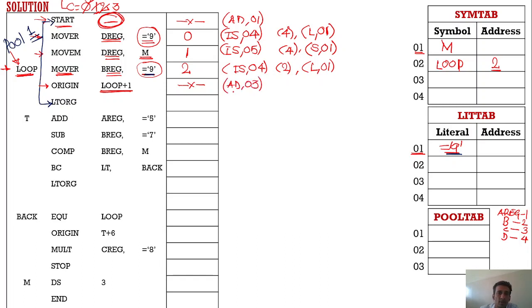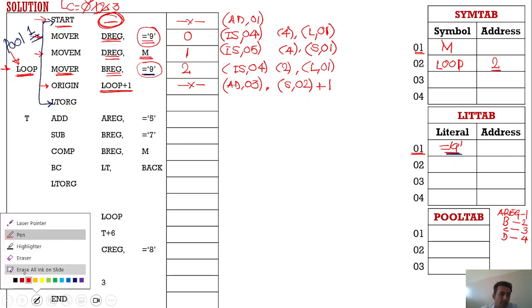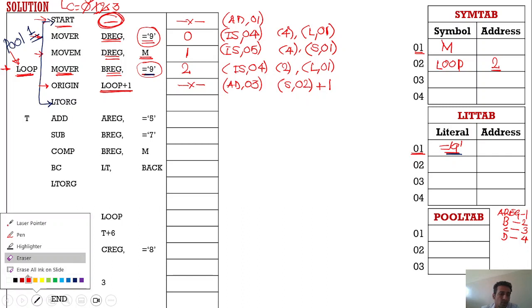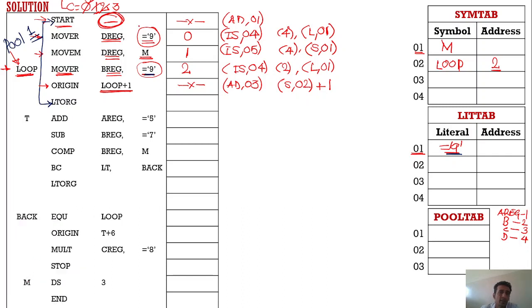So it is AD comma 03, and loop is a symbol from symbol table. So I should write s comma 02, that is second symbol from symbol table, and plus 1 as it is. Now remember, this is an assembler directive, so we need not perform LC processing. At the same time, we need not do anything else in the LC, because if the result of this expression could have been anything other than 3, we should have updated the LC.